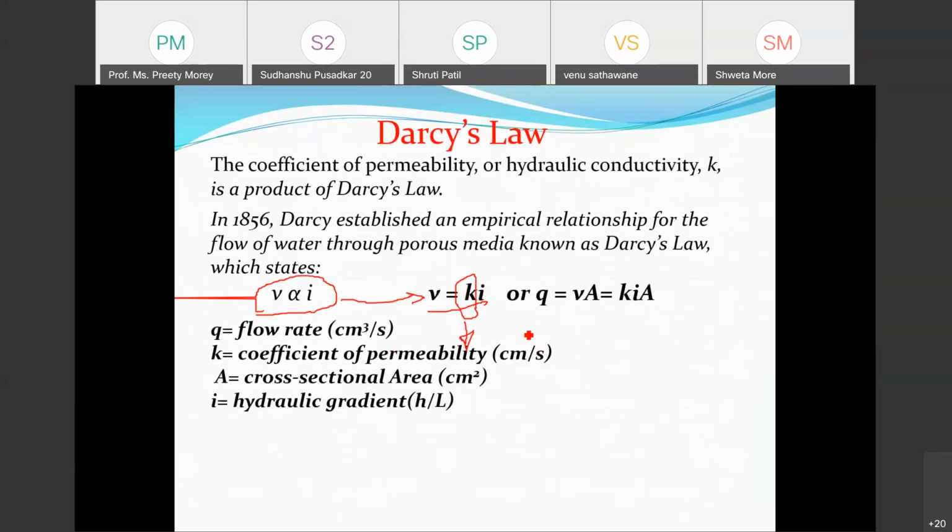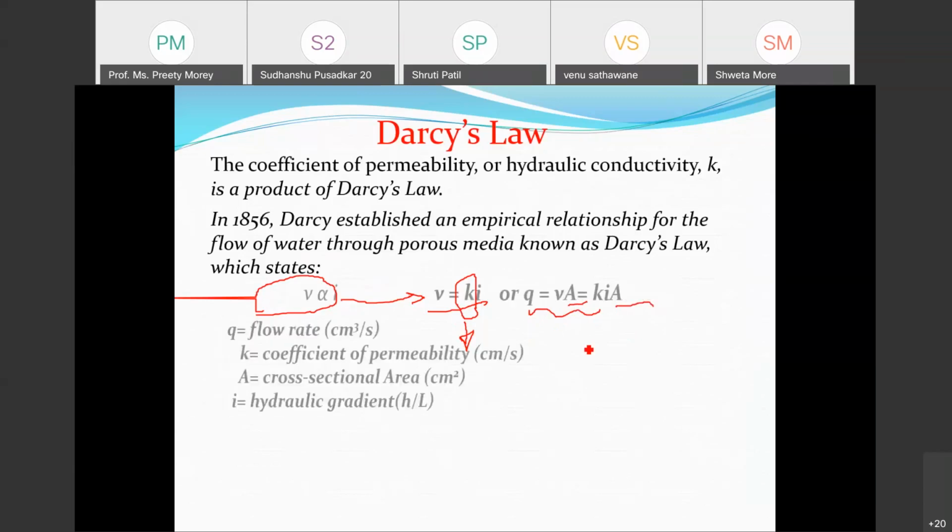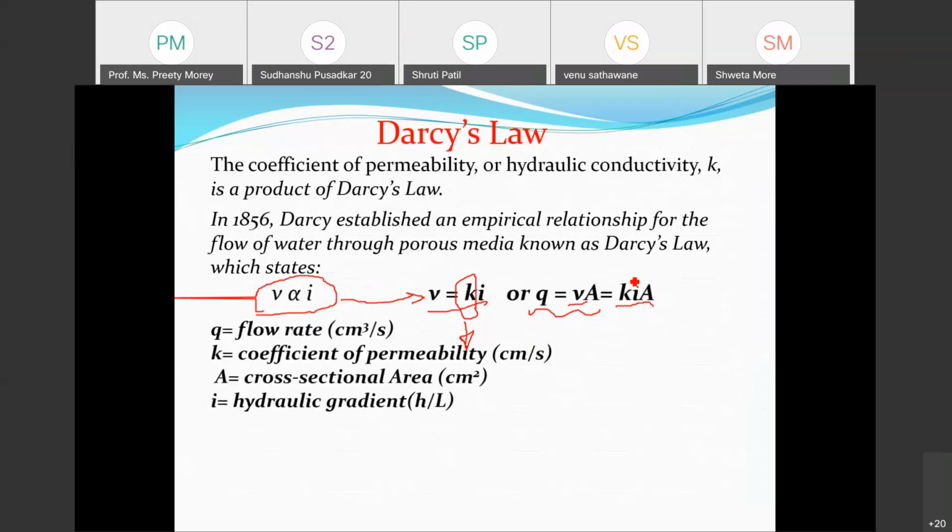Now the earlier equation, Q is equal to V into A, is the discharge velocity into the total cross-section area. If I put V as K into i, then if I know i, if I know A, and if I know Q, I am able to find the value of K. So you should be able to identify the hydraulic gradient, the discharge, and the cross-section area through which the water is flowing. You can then simply get the coefficient of permeability, which is always expressed in the unit of centimeter per second.